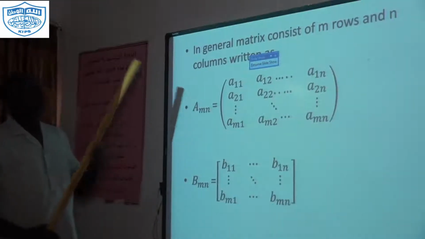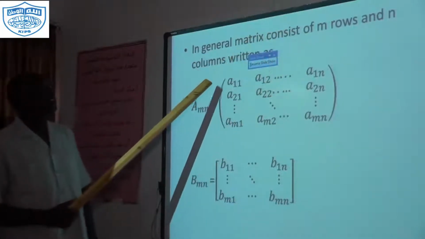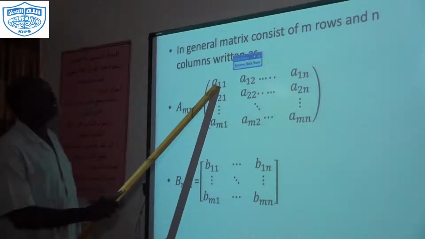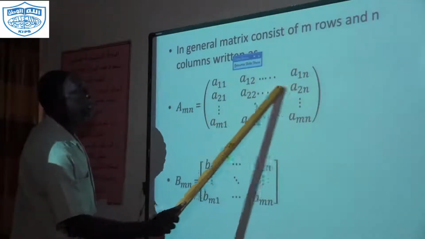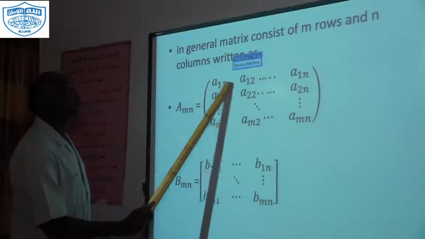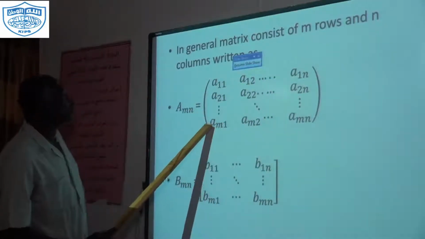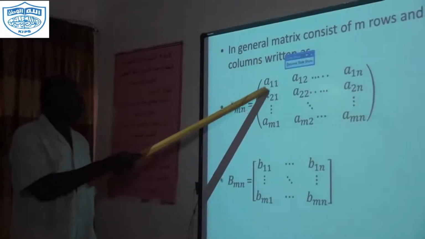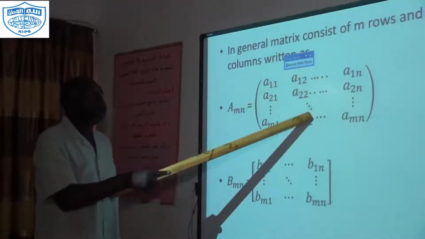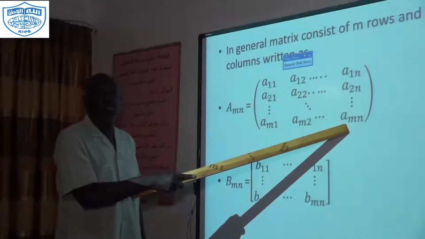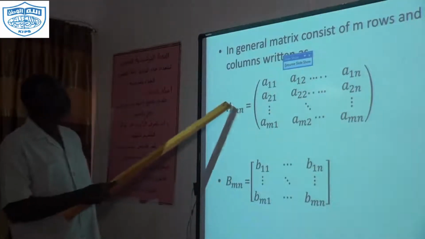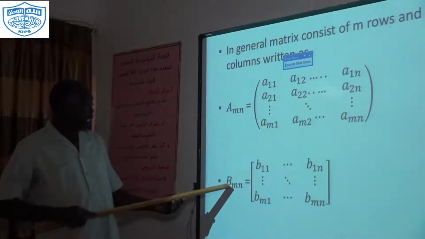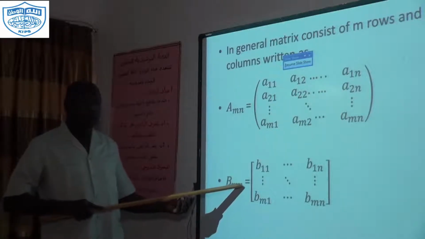In general, a matrix consisting of m rows and n columns can be written in this form, A m n. This is the first row, this is the second row, this is the third row, up to m rows. This is the first column, this is the second column, third column, fourth column, up to n columns. So the last element of this matrix is a_mn. Also a matrix can be m by n, which means it contains m rows and n columns.